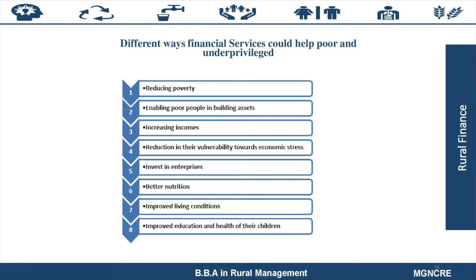Now, if we look at the first slide, we find the different ways financial services could help the poor and underprivileged. Number one is reducing poverty: enabling poor people to build assets, increase income, reduce their vulnerability to economic stress, invest in enterprises, and gain better nutrition, improved living conditions, and improved education and health for their children. Each and every point has a social impact of financial services.